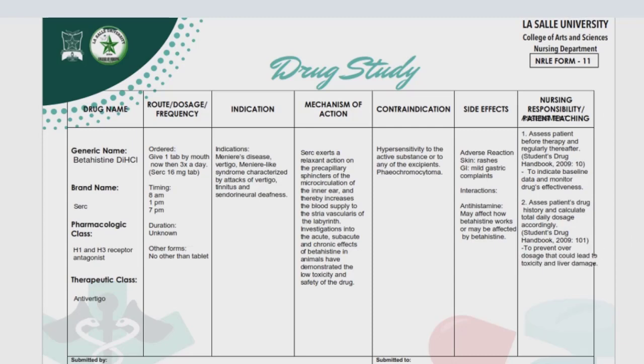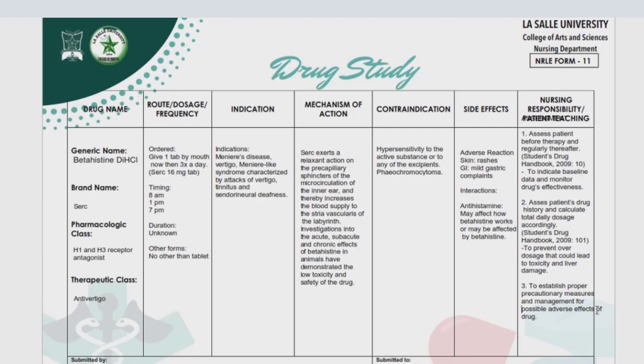For example, the patient may have experienced hypersensitivity to the drug, so i-ask nato ang patient ana. We will assess the patient's drug history and calculate the total daily dosage accordingly. Again, if nakatake na si patient ani nga tambal, i-ask nato siya kung pila ang usual nga dose nga iyang ginatake or gina-prescribe sa doctor sa iyaha. And then there, our responsibility plus the reference and then the rationale.